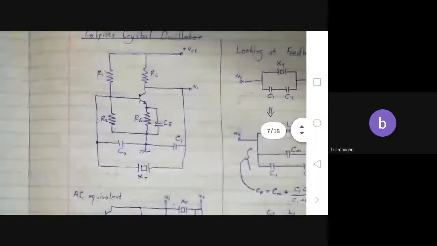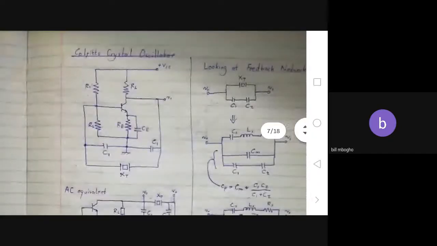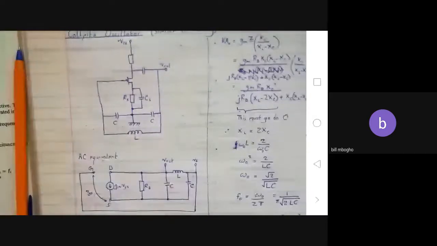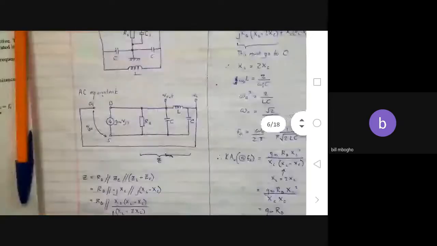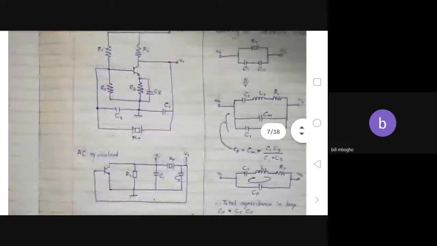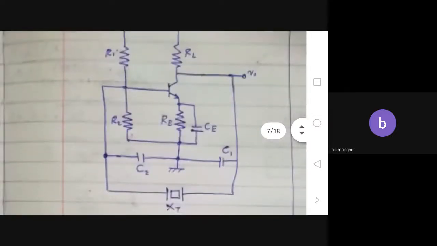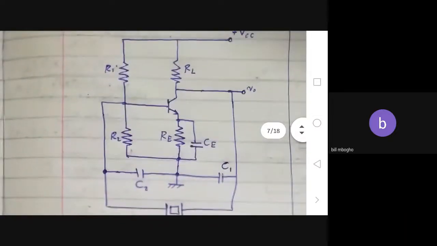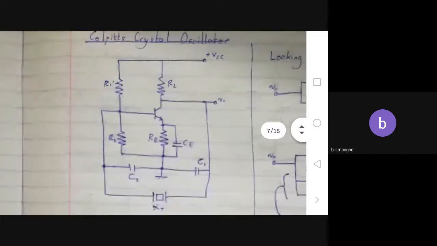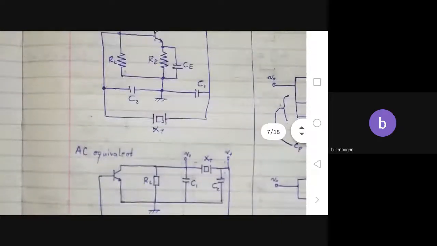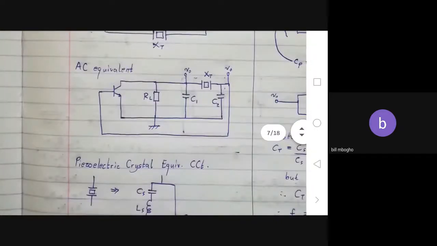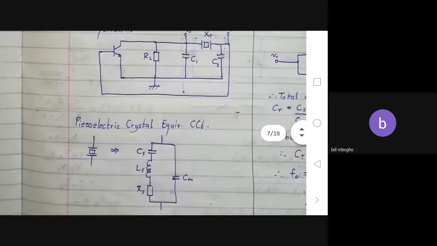Yeah, it's this one, the Colpitts crystal oscillator. The only difference from the Colpitts one is that you just replace the inductor L at the bottom of this circuit with the crystal. It's the one marked XT here. So yeah, that's it. And then we can look at the AC equivalent.